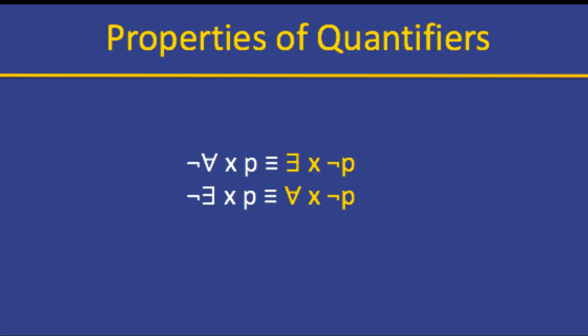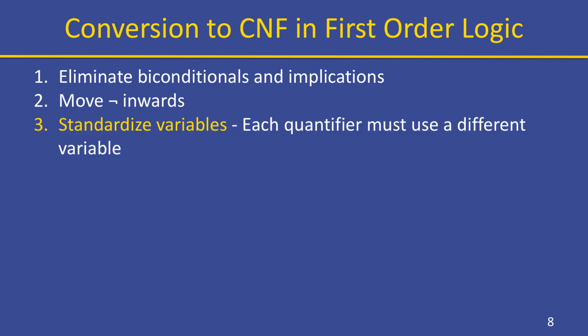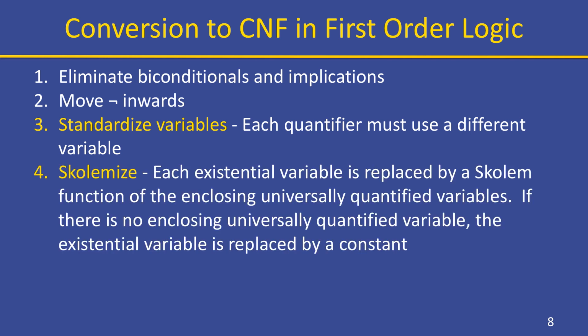So in most cases, we have to use both of these things to make sure the nots are with the literals and not outside the clauses. Step 3, we have to standardize the variables. Each quantifier must be associated with a different variable. Step 4, we Skolemize. Each existential variable must be replaced by a Skolem function of the enclosing universally quantified variables. If there's no enclosing universally quantified variable, then the existential variable must be replaced by a constant.